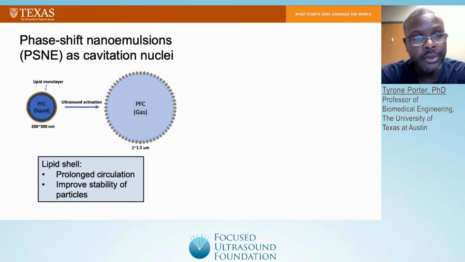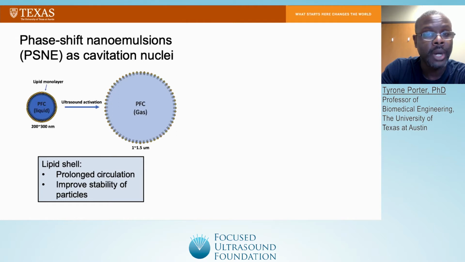So in our lab, we've been using phase shift nanoemulsions, which are basically ultrasound contrast agents or fluorocarbon microbubbles, which have been condensed down to a submicron size. These do have a lipid shell, which does prolong circulation upon systemic administration. And the lipid shell also can improve the stability of the particles. Ultrasound is used to vaporize these liquid perfluorocarbon droplets in order to form the perfluorocarbon gas bubbles. And those then are driven to achieve cavitation.